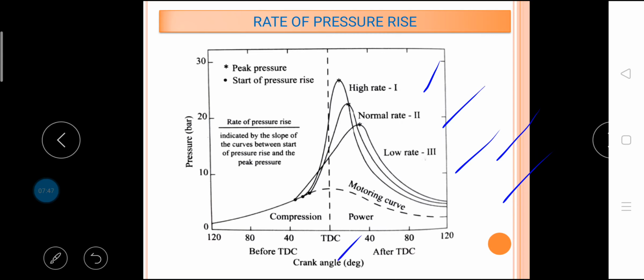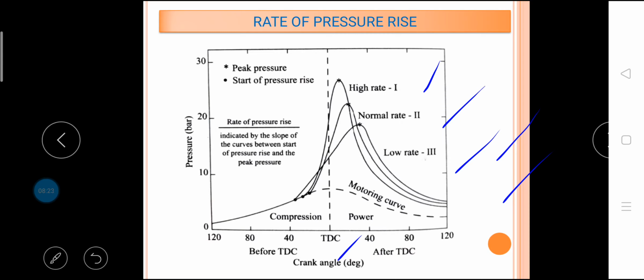This generally is a desirable feature because higher peak pressures closer to top dead center produce a greater force acting through a large part of the power stroke and hence increase the power output of the engine. The higher rate of pressure rise causes rough running of the engine because of vibrations produced in the crankshaft rotation. It also tends to promote an undesirable occurrence known as knocking. This is all about rate of pressure rise.